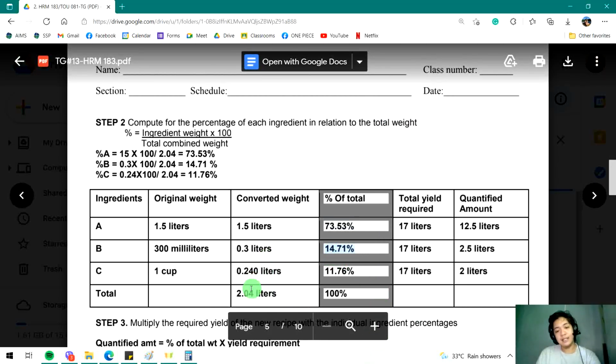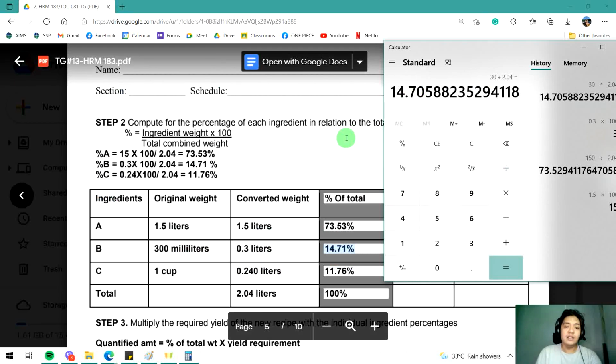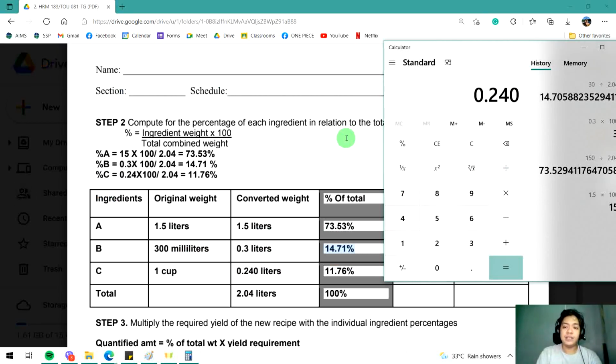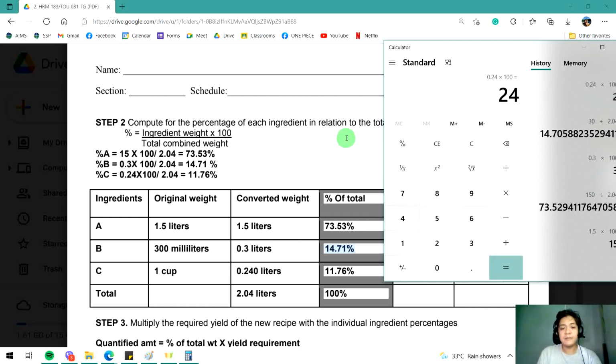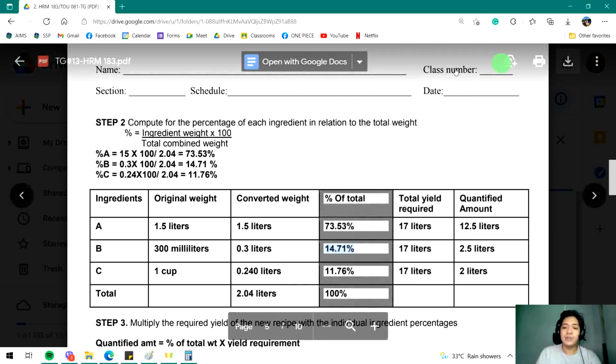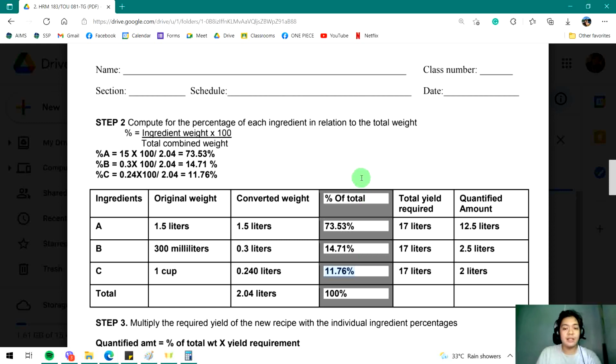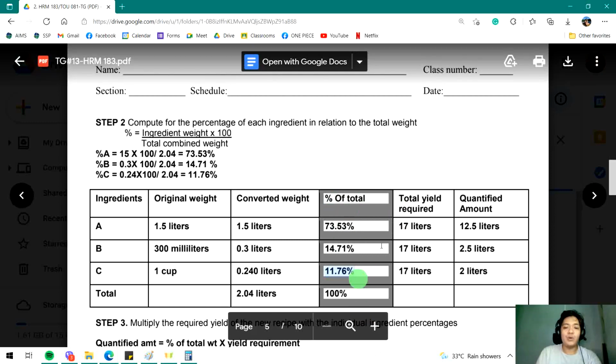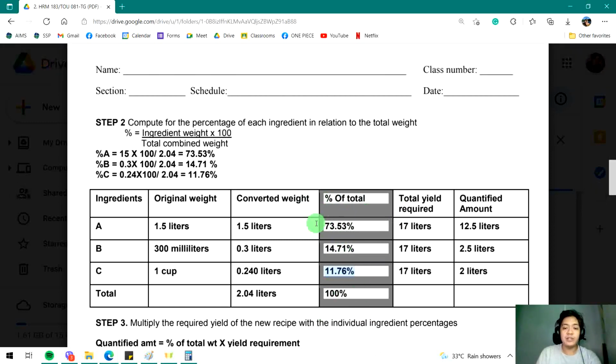Next, let's see for this one. We have here 0.240. We multiply it by 100 again in order to get the percentage. Next, we will divide this to 2.04, which is 11.76, which when rounded off to the nearest hundreds, this will be 11.76. So, yun. Yun ang step 2 na kailangan natin for percentage method. Makukuha natin yung percentage of the total.